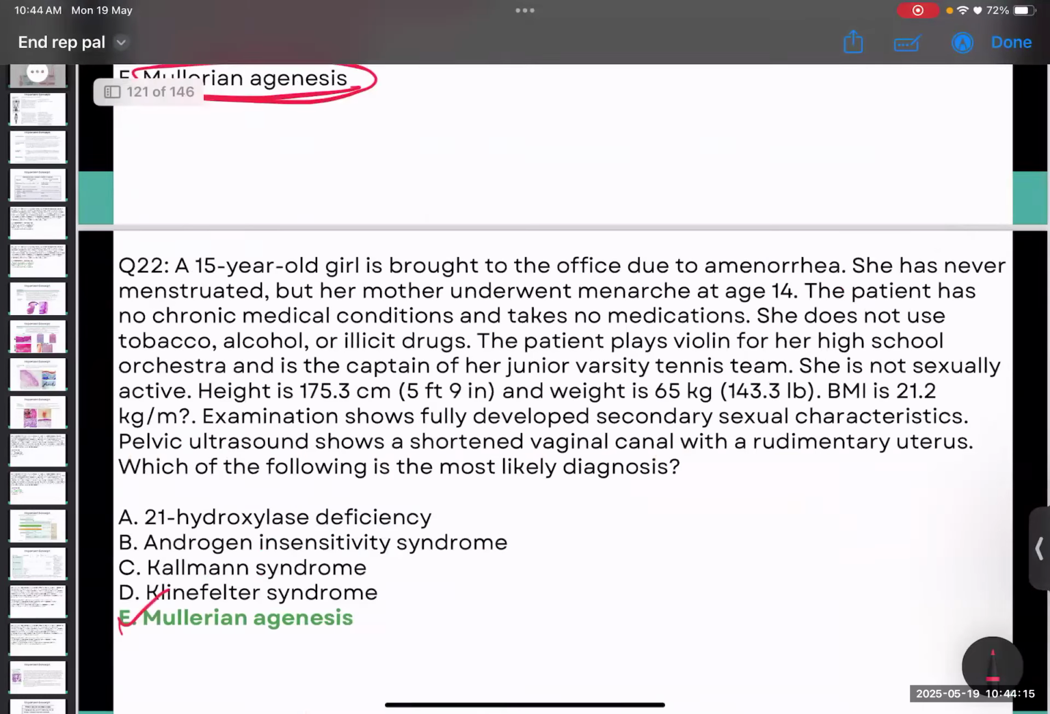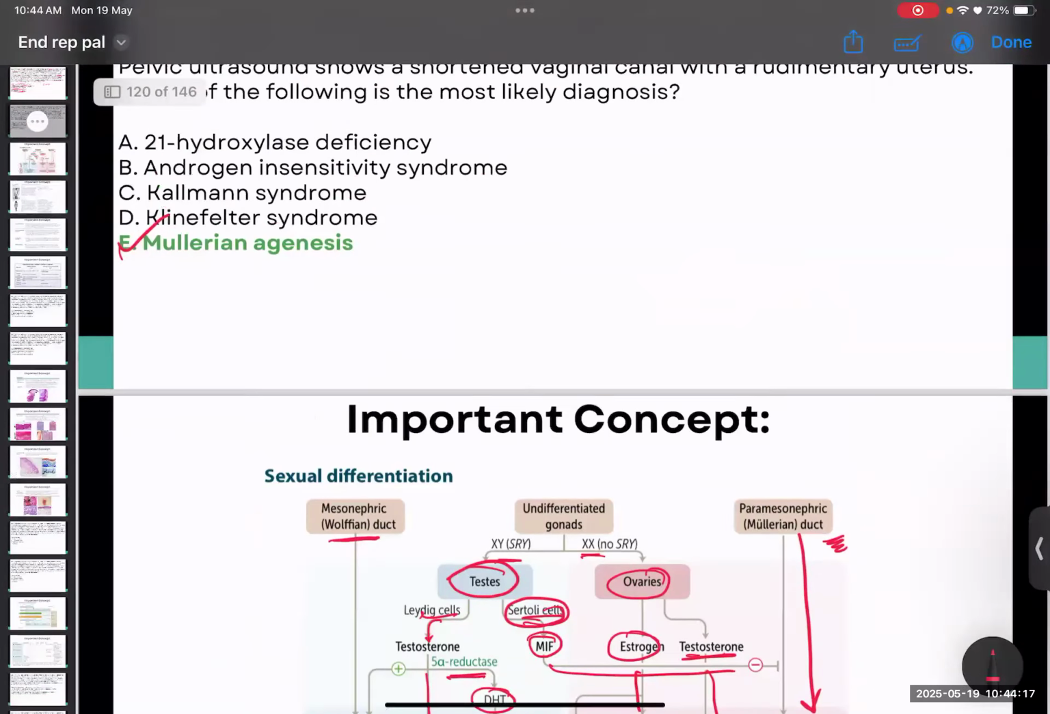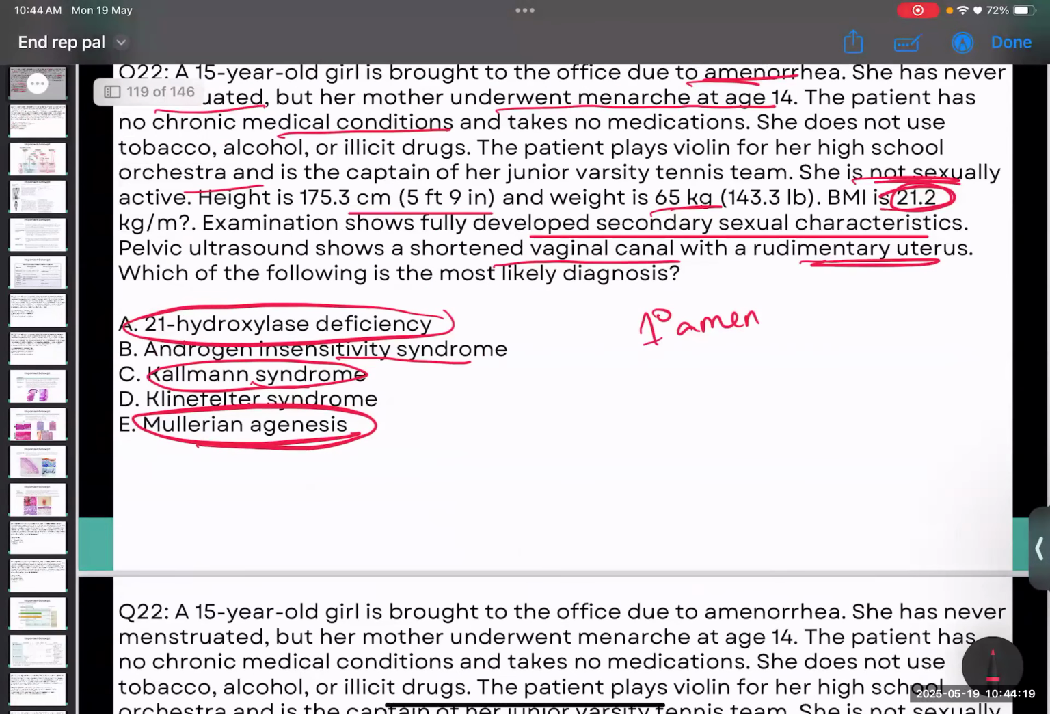So that's what's happening in this case here. She has Mullerian agenesis, which is why she has only a short external vaginal canal and then a rudimentary uterus. Okay.